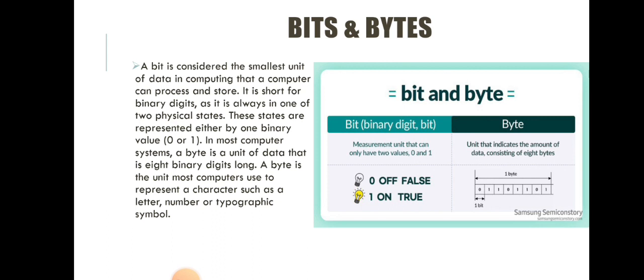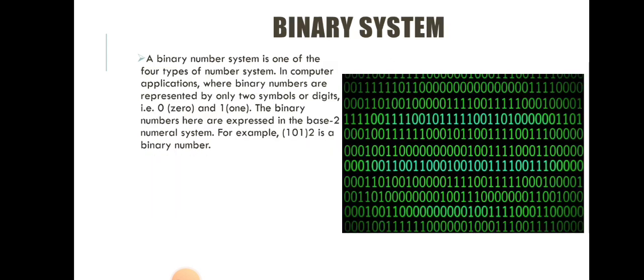Bits and bytes. A bit is considered the smallest unit of data in computing that a computer can process and store. It is short for binary digit, as it is always in one of two physical states. The states are represented by either a zero or a one binary value. In most computer systems, a byte is a unit of data that is 8 binary digits long. A byte is the unit most computers use to represent characters such as letters, numbers, or typographic symbols.